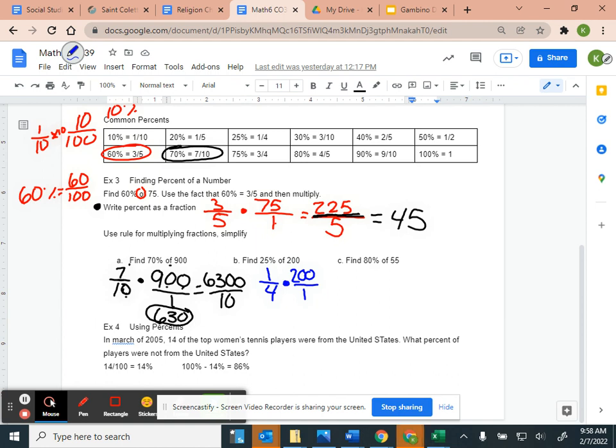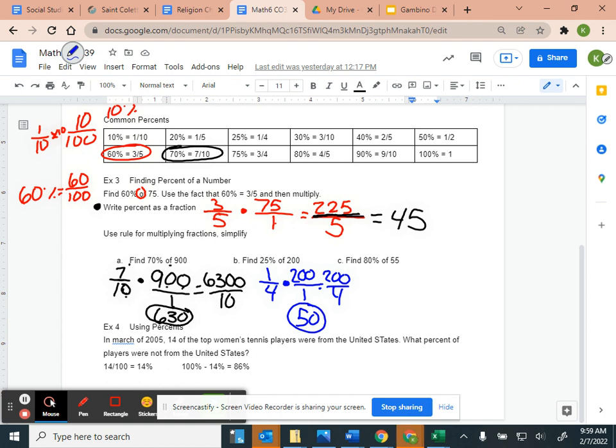So I'm going to multiply across. 1 times 200 is 200. 4 times 1 is 4. So I have 200/4. So what number is that, Josie? Yeah, 200 divided by 4 gives me 50.